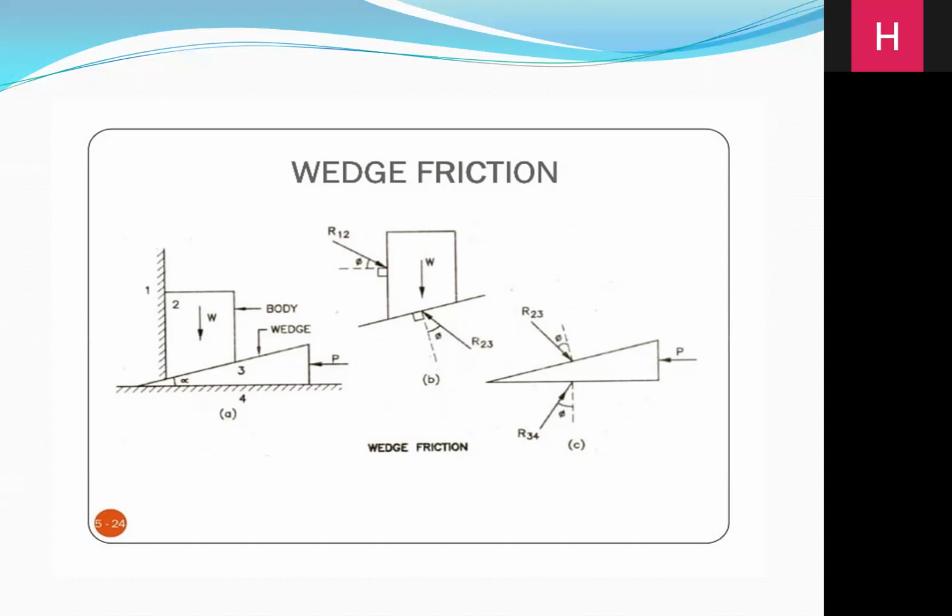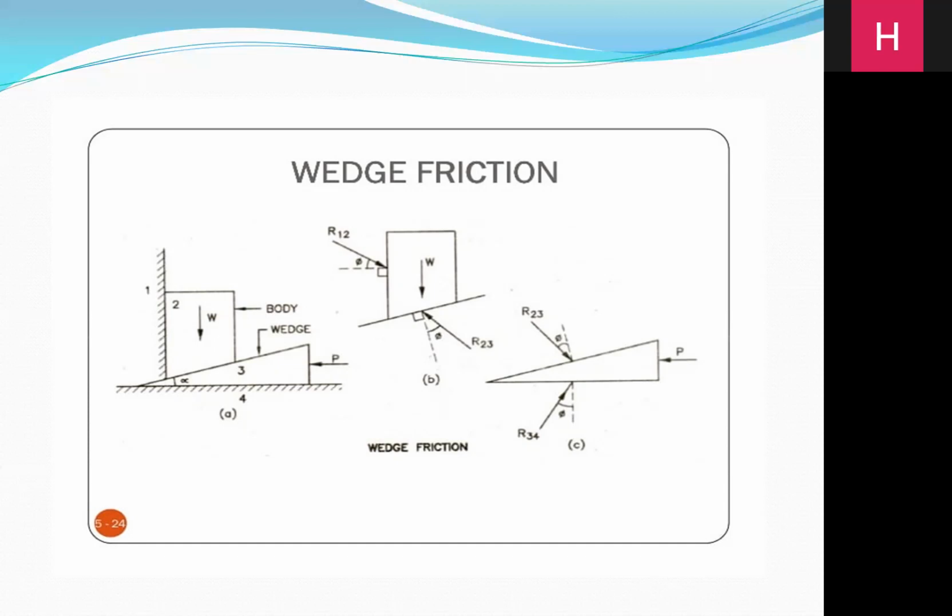The third figure is mainly based on the weight. Here P is nothing but the applied force, and R23 is the angle acting on the wedge in the upper direction. We take this angle as R23. And coming to the slant downward, the angle acting is R34. It acts downward from the gravitational force to the wedge as we see in the figure.